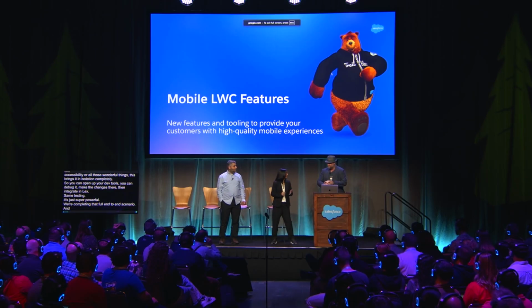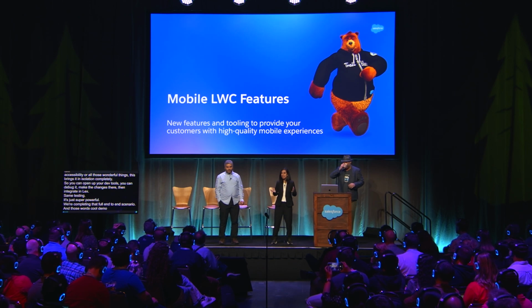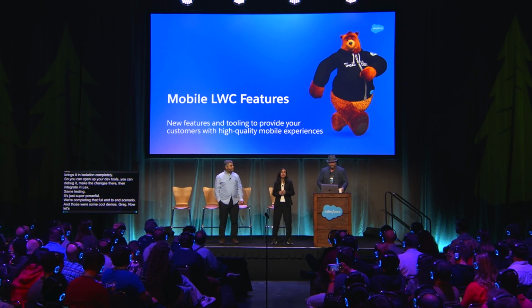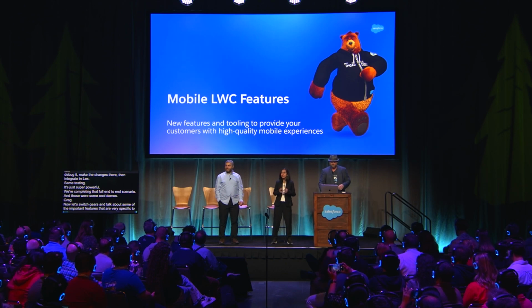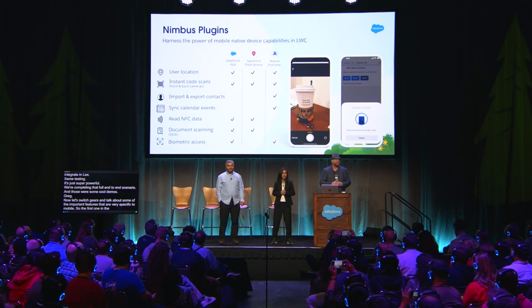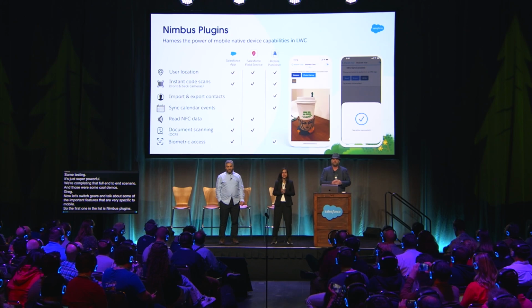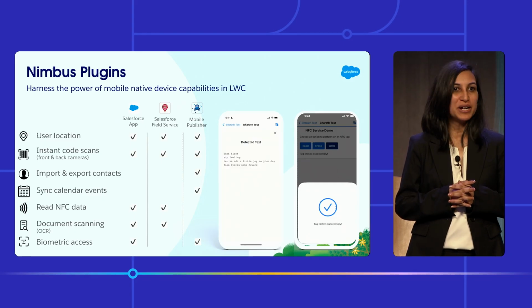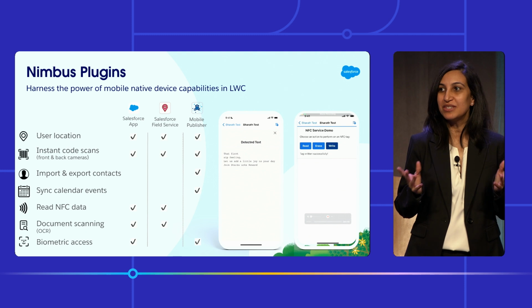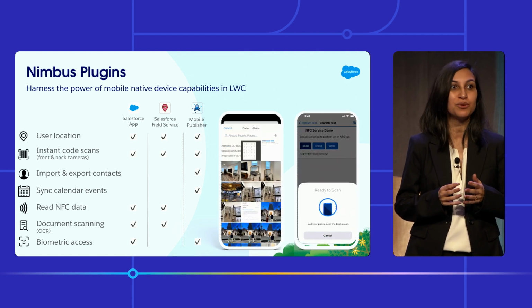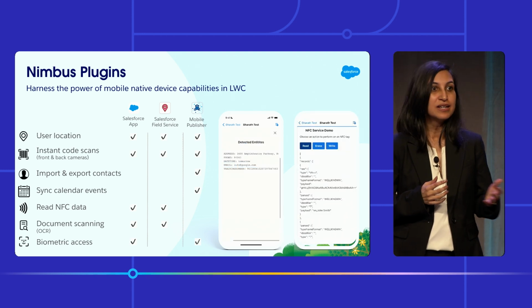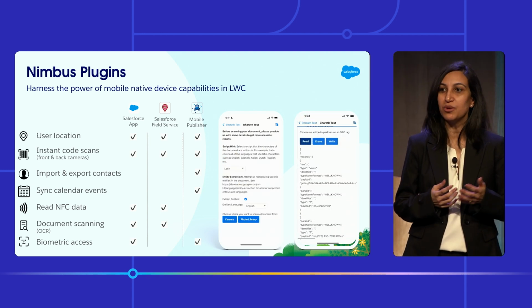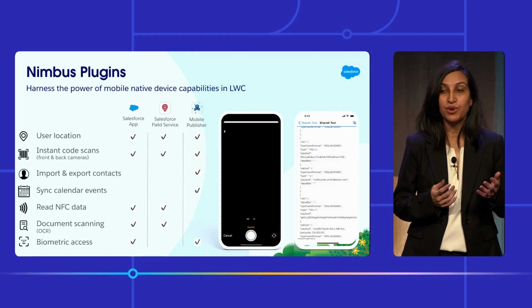Those were some cool demos, Greg. Now let's switch gears and talk about some of the important features that are very specific to mobile. So the first one in the list is Nimbus plugins. Nimbus platform, as a lot of you might be aware, is a platform solution that we offer to you so that you can build LWCs which can access device-native capabilities such as camera, geolocation, document scanning, NFC, etc.